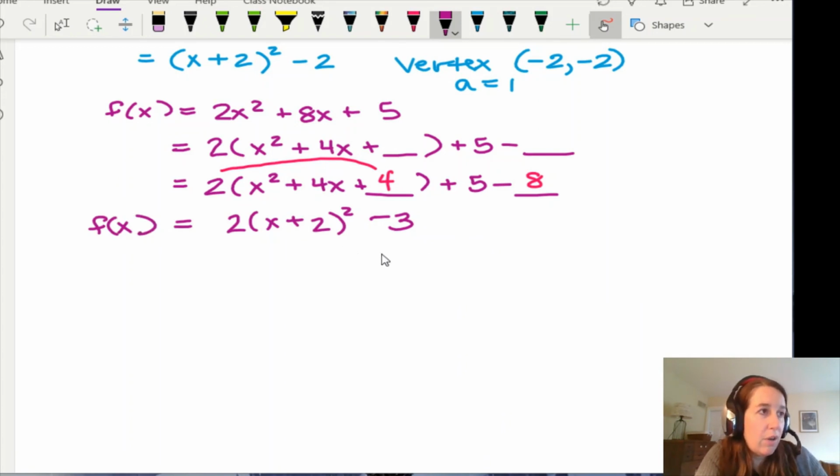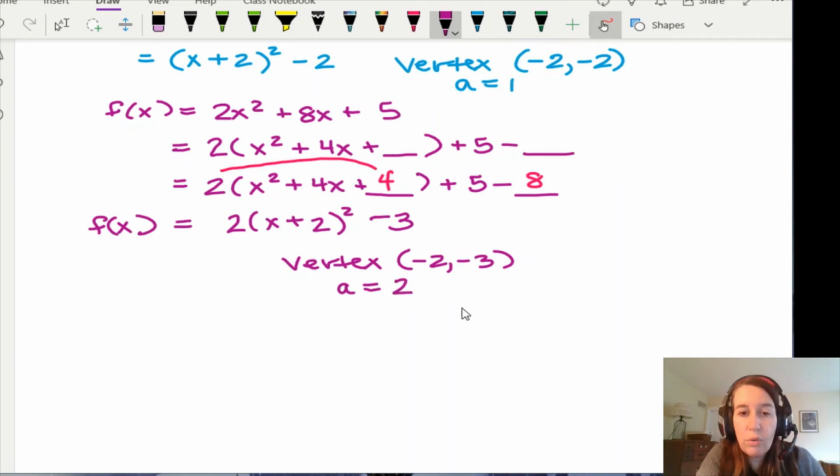Okay, so we can see our vertex is h comma k. So that is negative 2 comma negative 3. And our a value, our vertical stretch, is 2. Okay, so that will enable us to graph the equation.